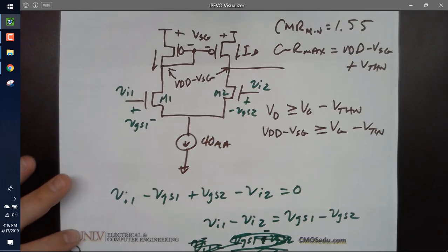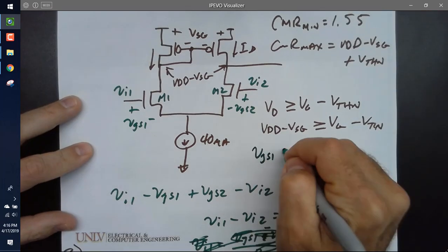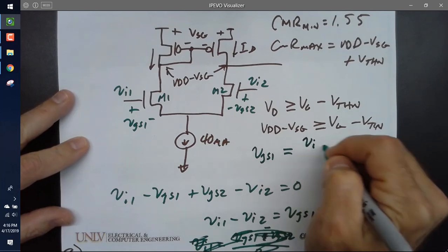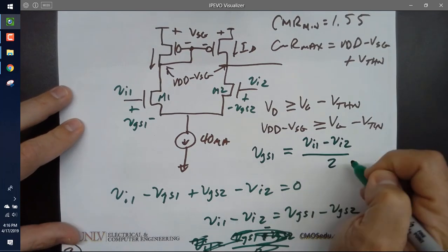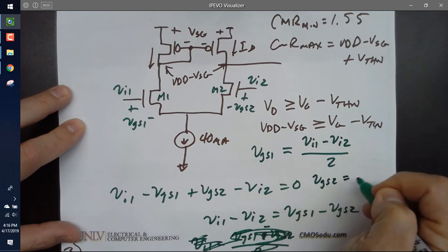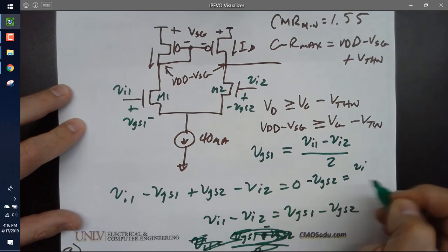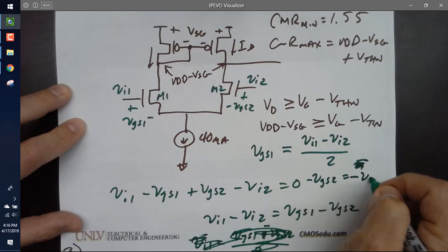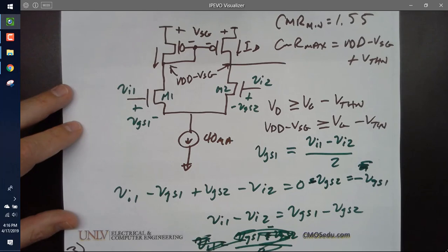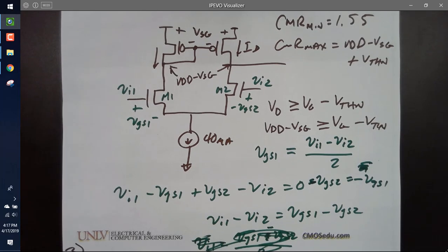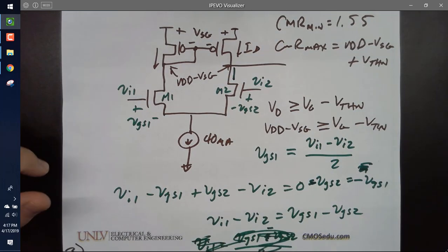All right. So I'm going to write now, using this and what I had, VGS1 equals Vin1 minus Vin2 over 2, and VGS2 equals minus VGS1. Let's keep it easy. All right. So the current that flows here, and actually I'm going to do it from scratch because I want you to understand this.